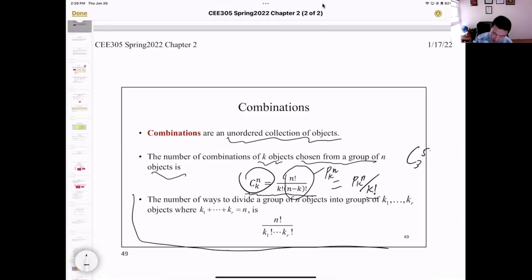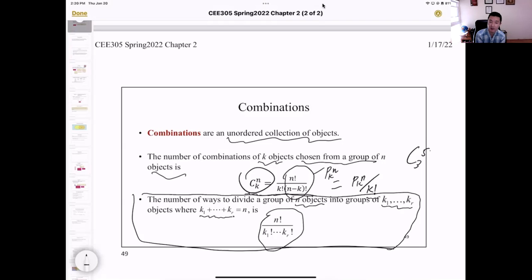And here shows the special situation, which we'll touch on in a moment later today. So the number of ways to divide a group of N objects into R groups, K1, K2, ..., KR, where K1 plus K2 plus ... plus KR is equal to the N objects. Then the number of ways to do that, we can use this special equation.